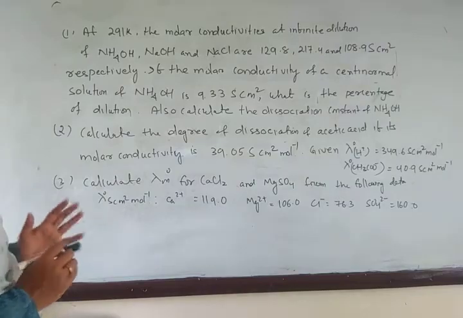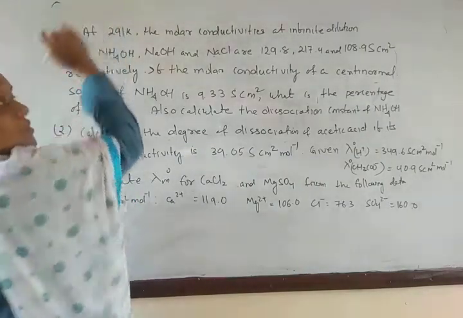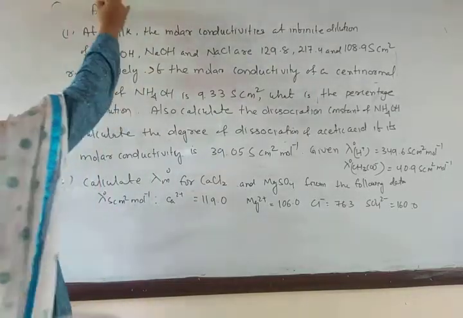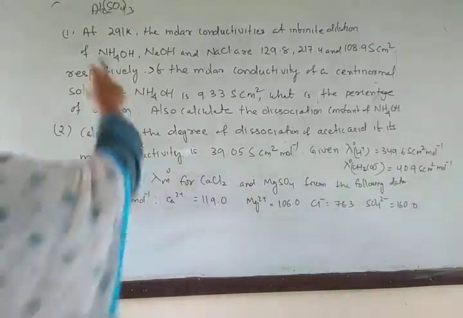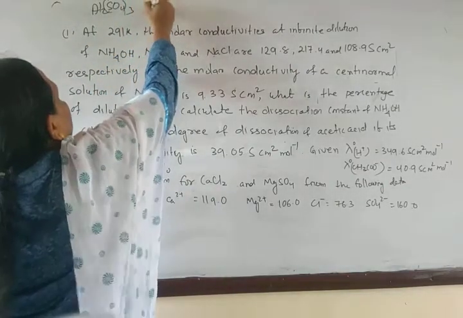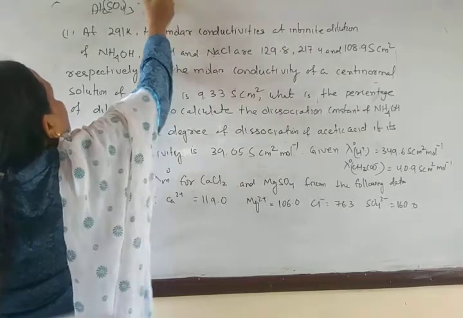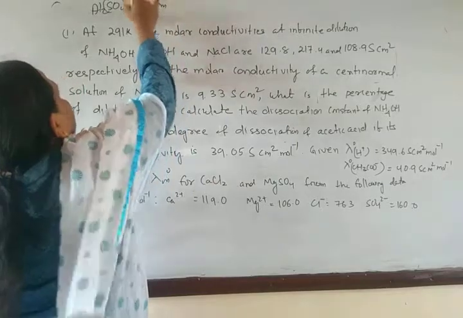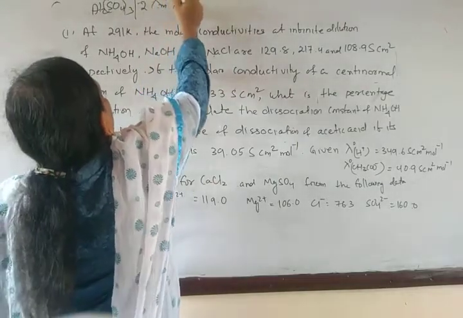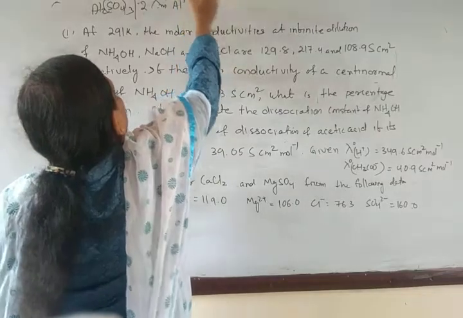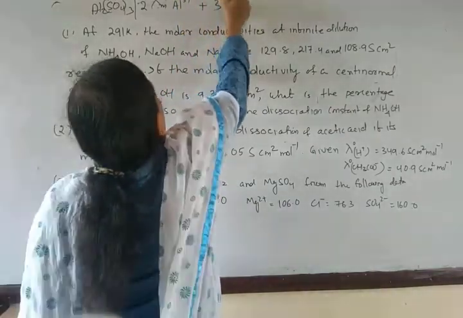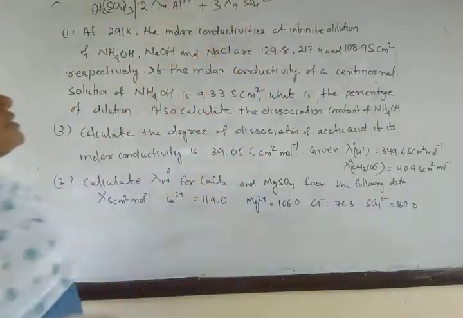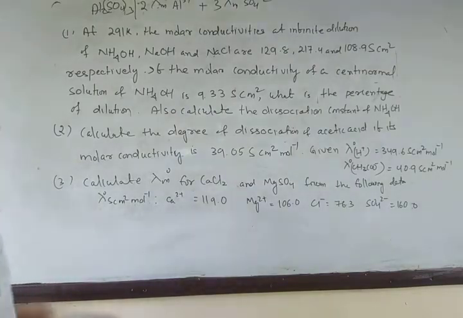For example, suppose aluminum sulfate is given. Look here, just look at the example. Then what is the molar conductance of this? For calculating the molar conductance lambda m naught, you have to take 2 times lambda m naught of Al3+ plus 3 times lambda m naught of SO4 2-. In this way you have to calculate the molar conductance.